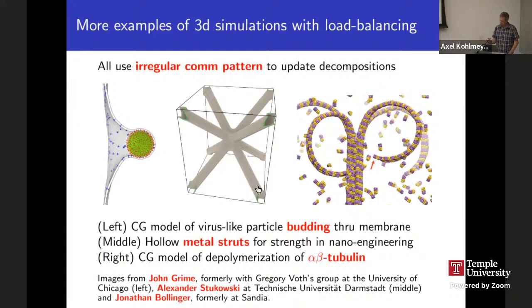efficiently. So these are not movies, but pictures that people sent me. This is a coarse grain model, a virus-like coarse grain entity budding through a membrane, which is also represented in coarse grain fashion. This is an atomistic level model, but these are little hollow struts for a nanoengineering application, trying to stress that box and see how strong these little hollow struts are at the nanoscale. And so this box is mostly empty, and that's why using load balancing can give you an efficient simulation.